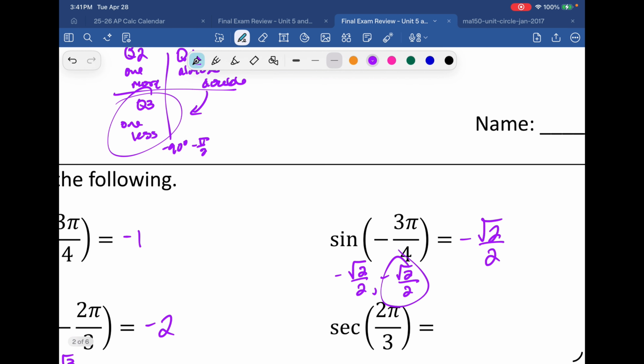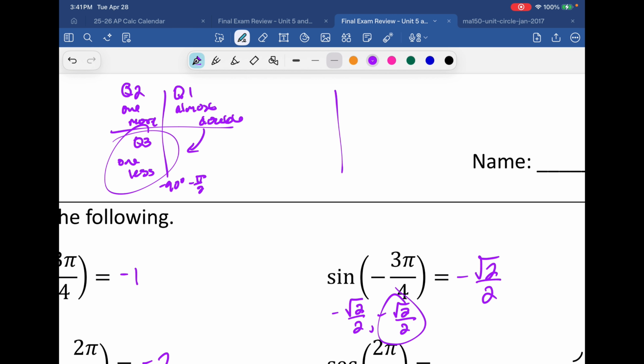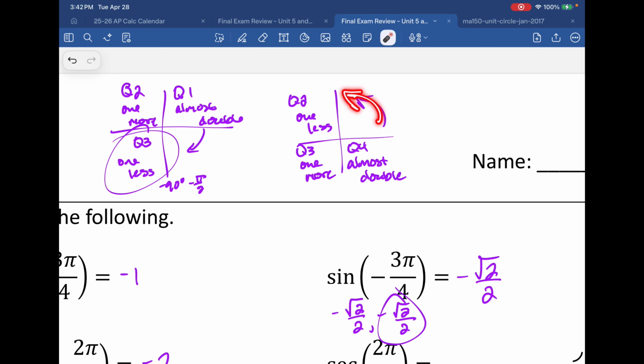Secant 2 pi over 3, that goes back to normal, where quadrant 2 is one less. Quadrant 3 is one more. And quadrant 4, almost double. Okay, and this is when I'm going counterclockwise, positive angles.